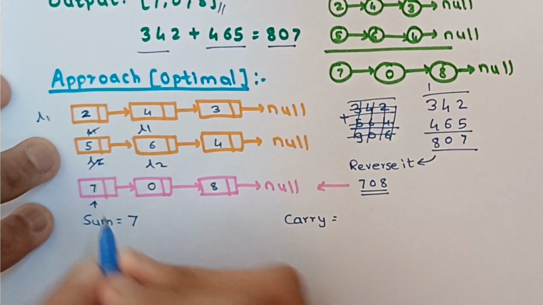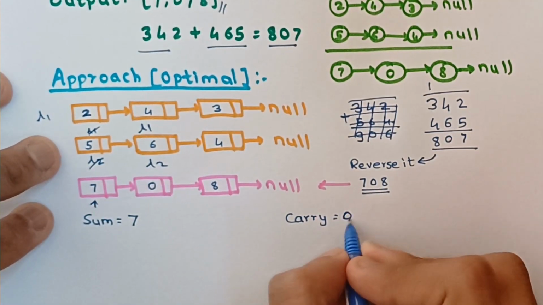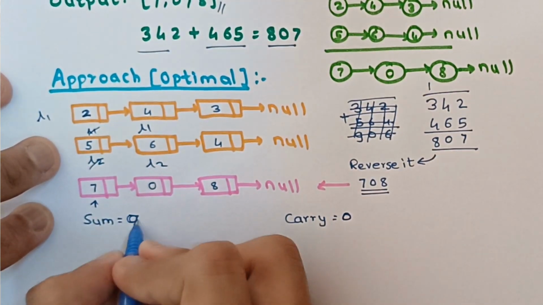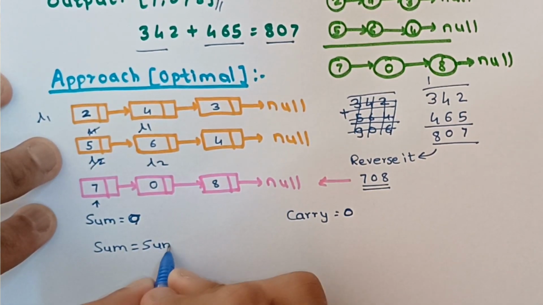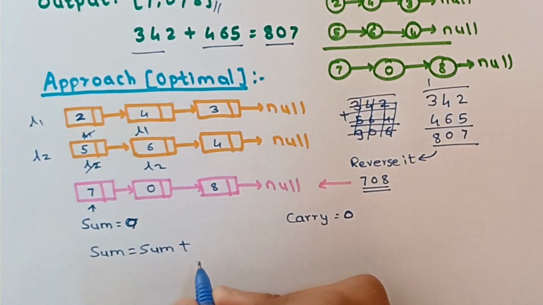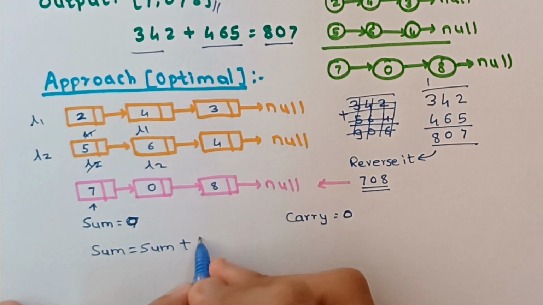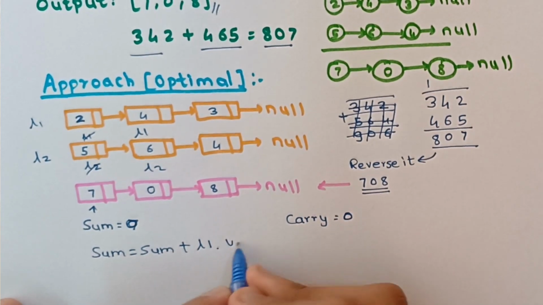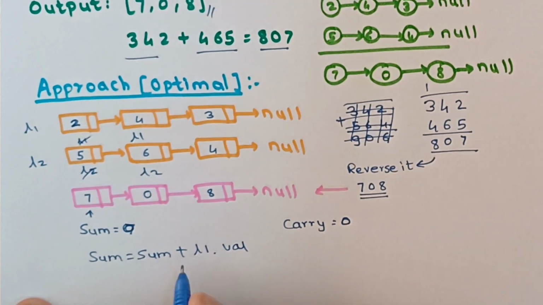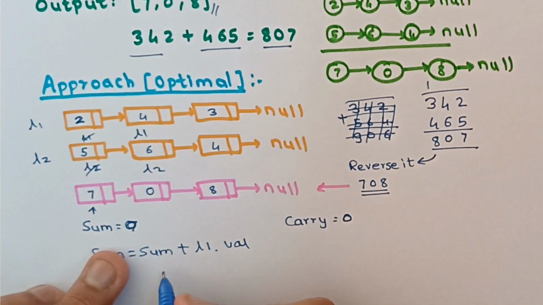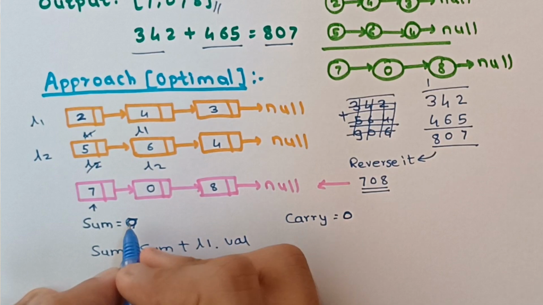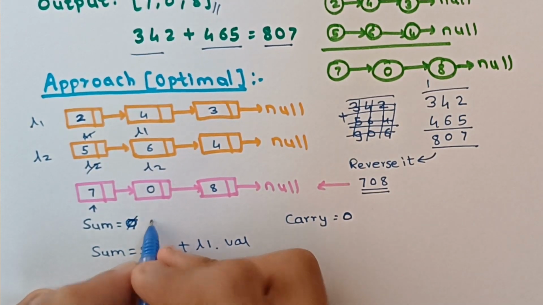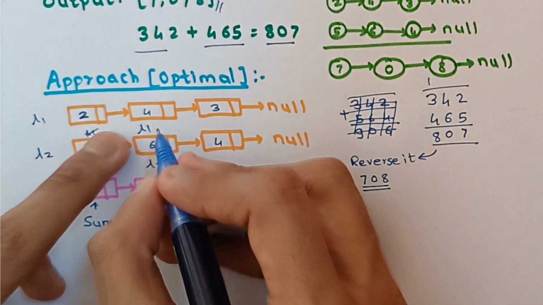The 7 is added into the linked list. At the start, carry is 0 and sum is also 0. We set sum equal to sum plus the value at the pointer. Sum is 0, and 0 plus 2 is 2. After adding the 5, the sum is incremented to 7. Now we will add 4 and 6.